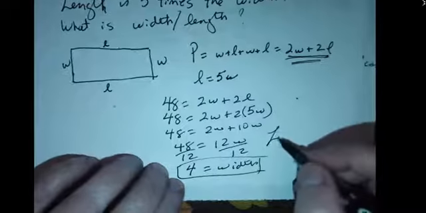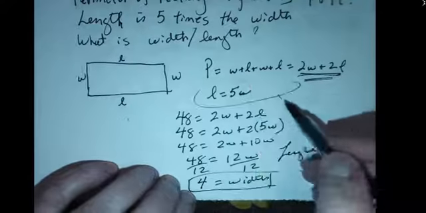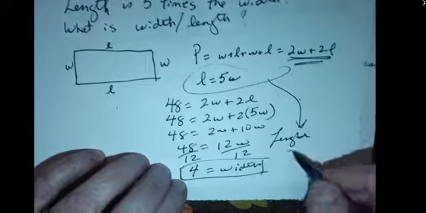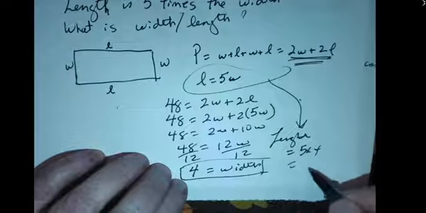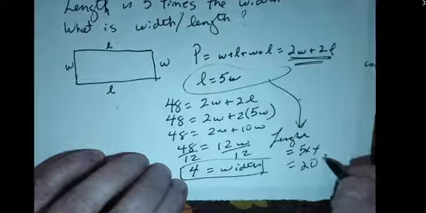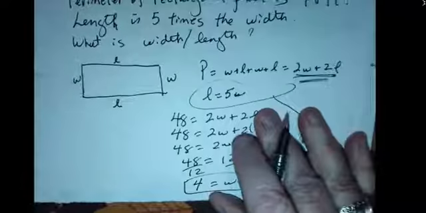And then what is the length? Well, we were told that the length was 5 times the width. So the length is 20 feet. Okay. That's if we have perimeter.